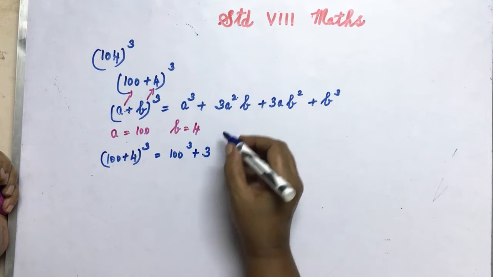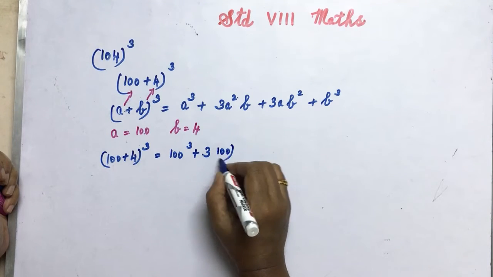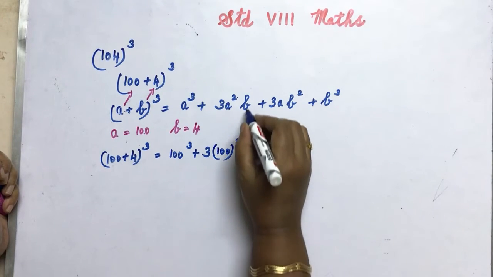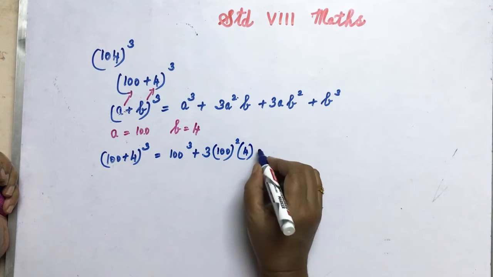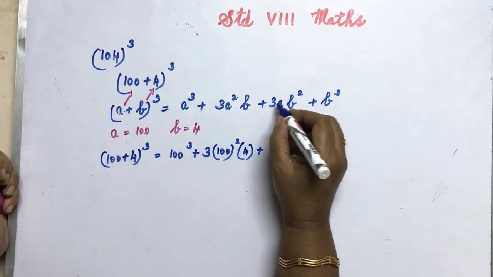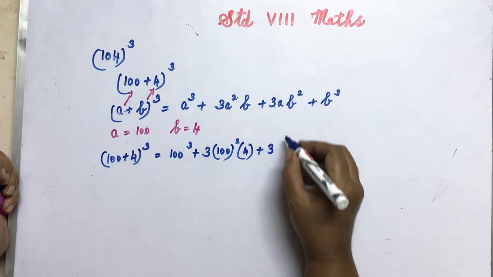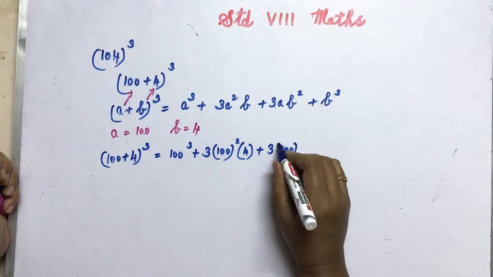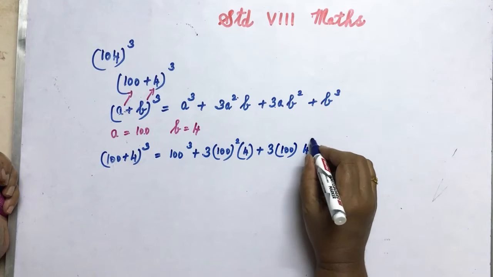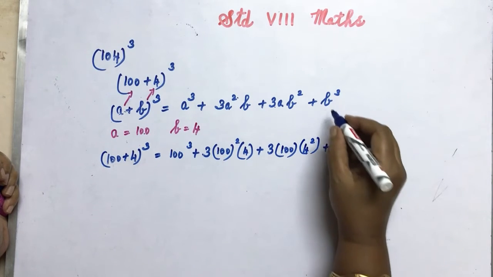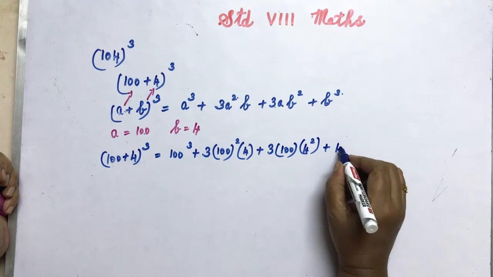Now a squared, a is 100, 100 squared. In the place of b we should replace 4, plus, now we have to write 3ab squared. So 3 should be written as such. A is 100 and b is 4, so 4 squared, plus 4 cube, b cube is 4 cube.